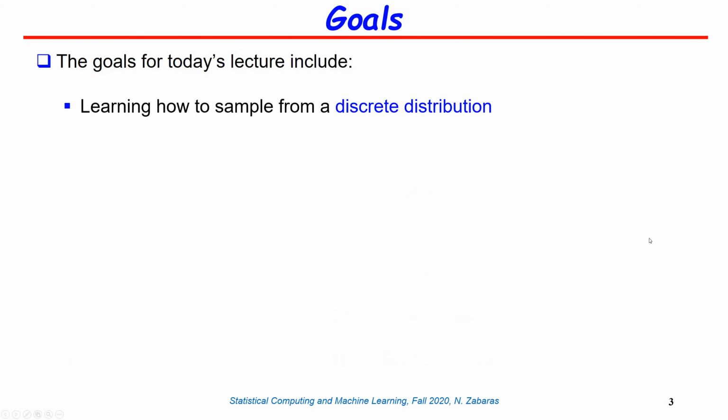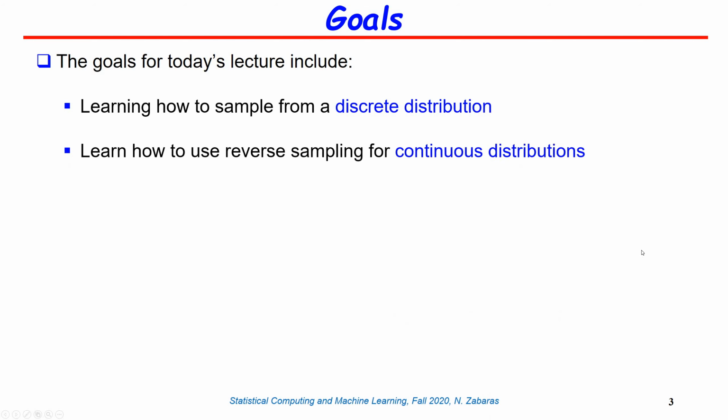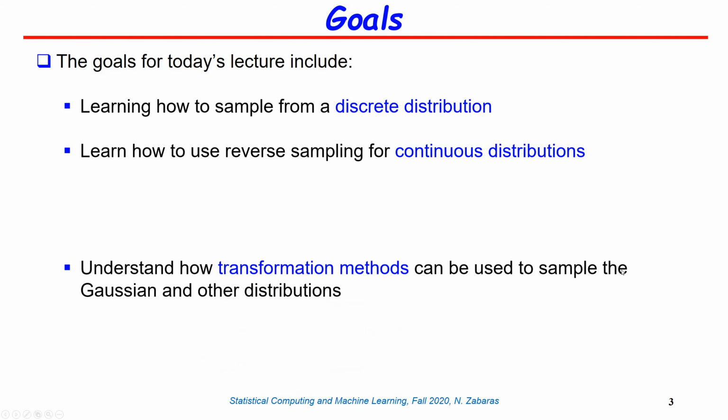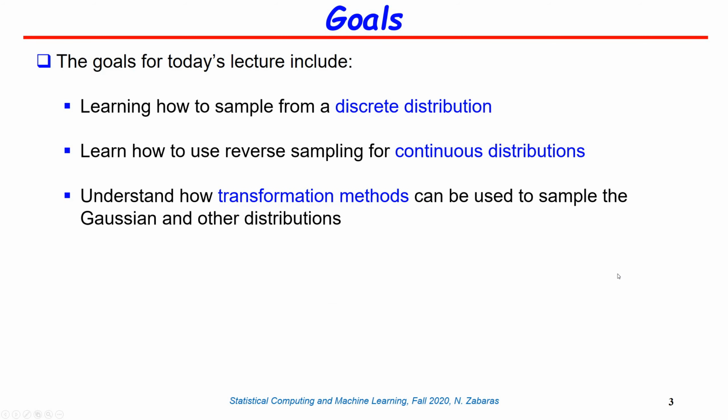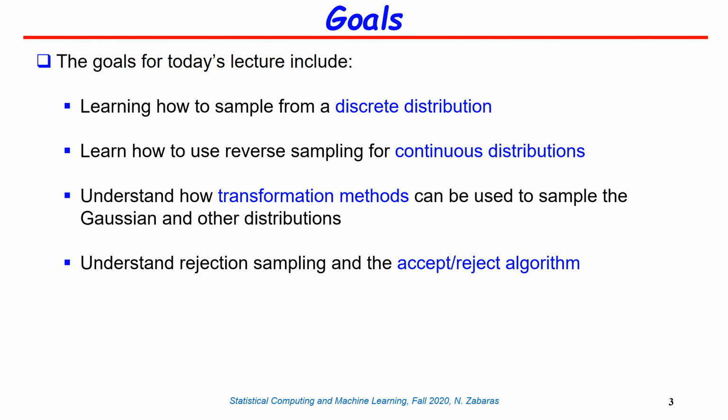Okay, so the goals for the lecture today will be to learn how to sample from the discrete distribution, from some simple continuous distributions, become familiar with the use of transformation methods, and then being able to use the accept-reject algorithm and variants of that in simple problems.